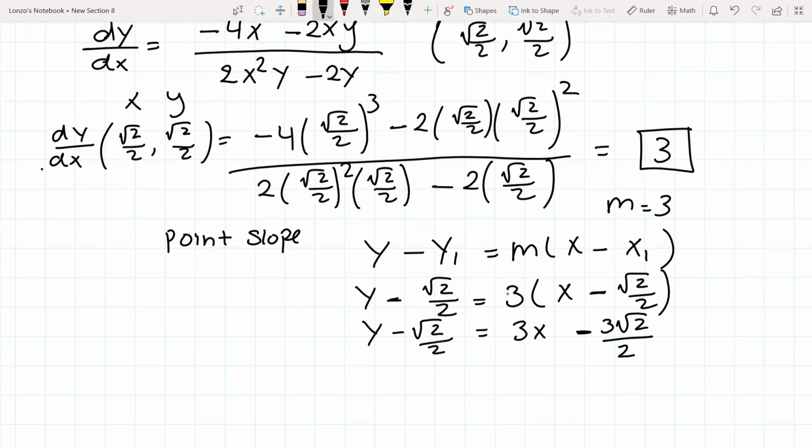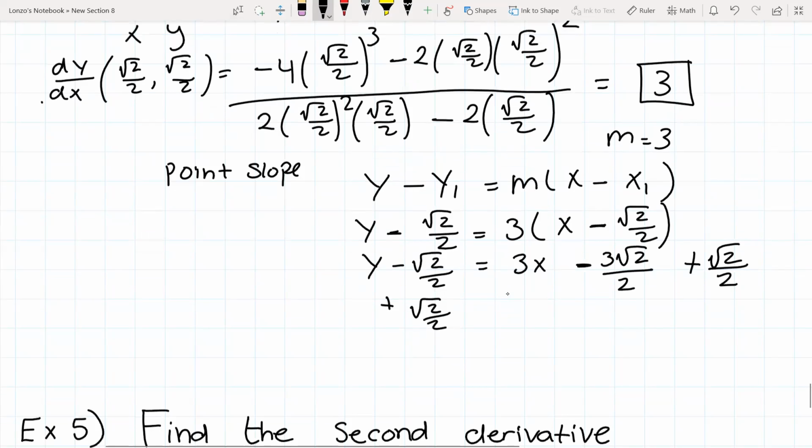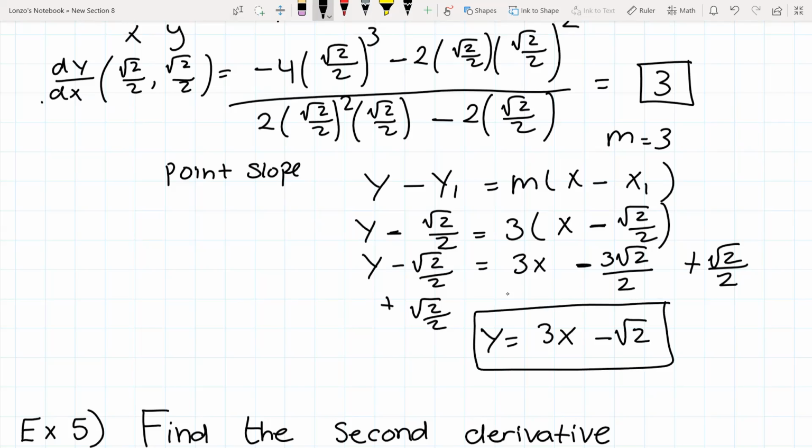Solve for y by adding radical 2 over 2. And then when you solve for it, you're going to get y equals 3x minus radical 2. So what on earth does that linear line represent?